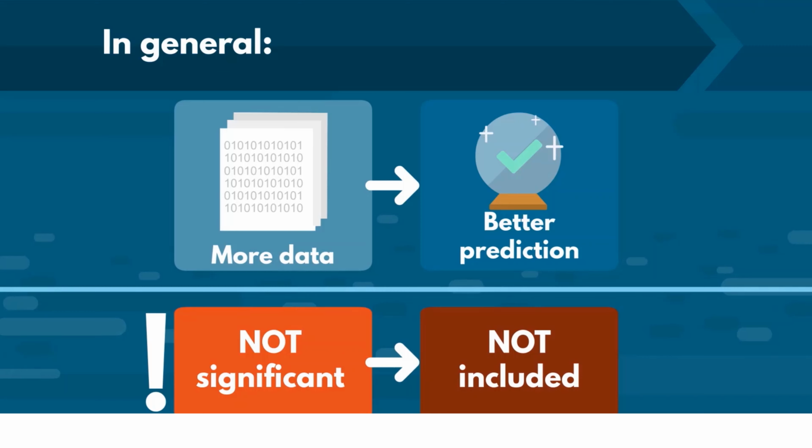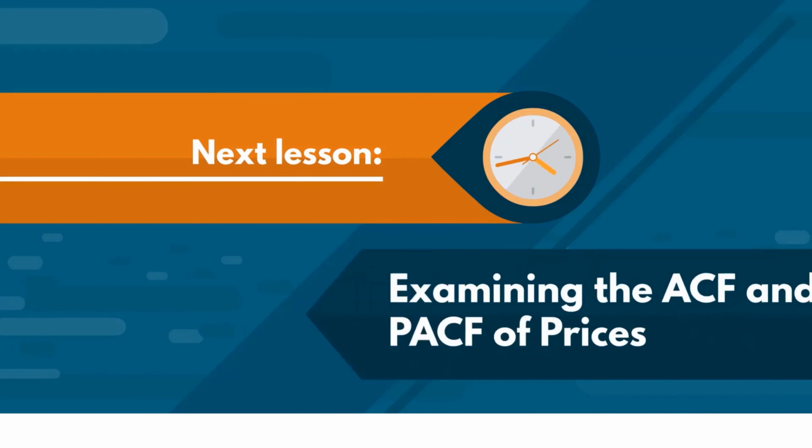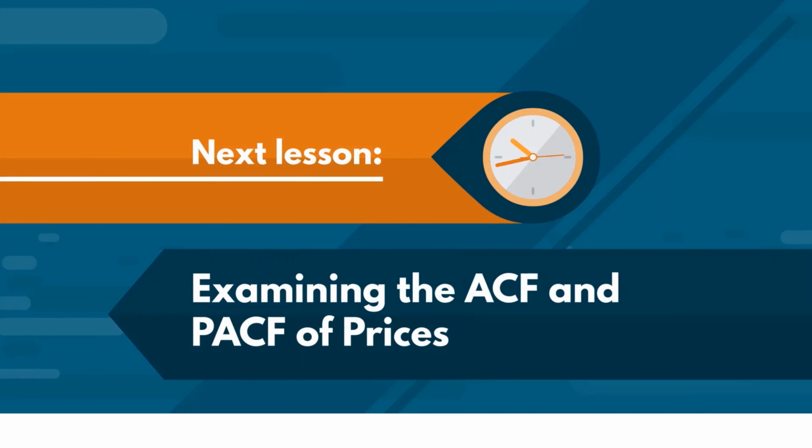To determine the correct number of lags we should incorporate in our model, we rely on the autocorrelation and partial autocorrelation functions. In the next lecture, we are going to examine market index prices and their respective ACF and PACF graphs.